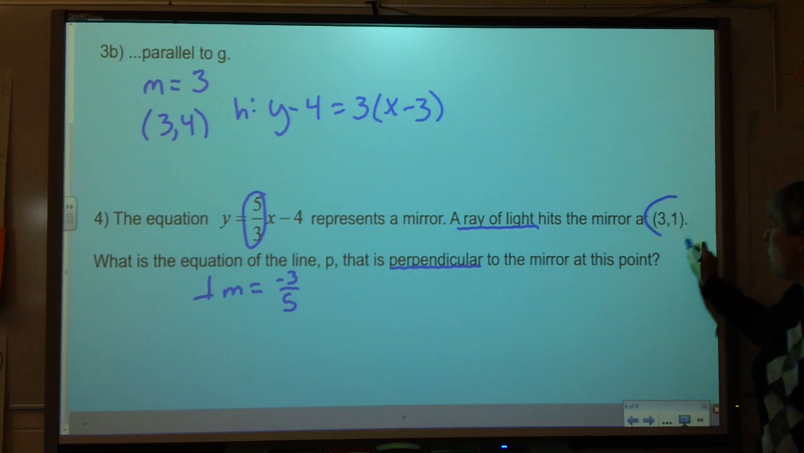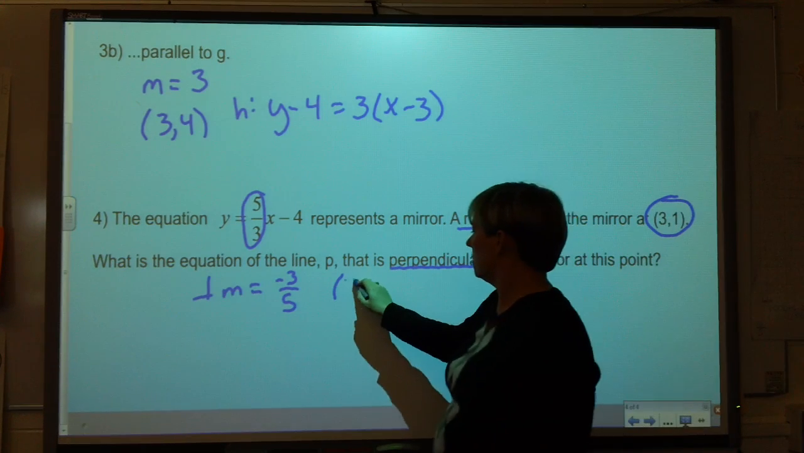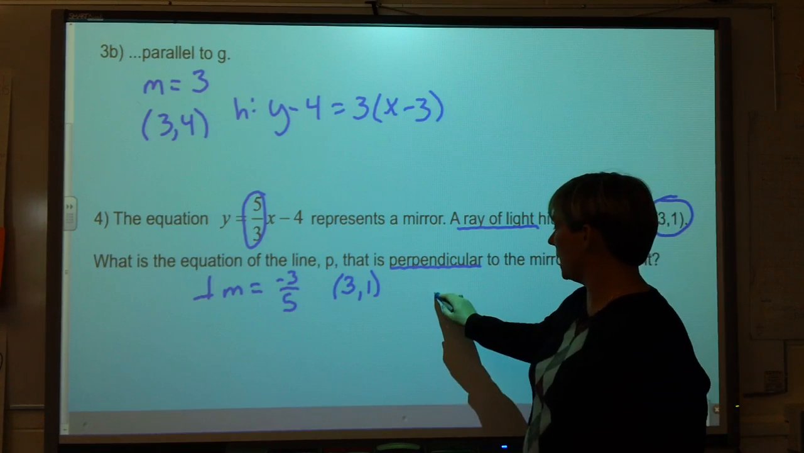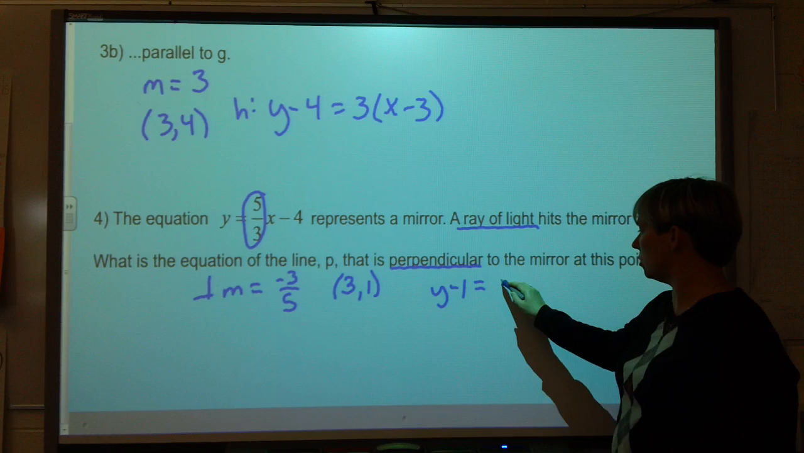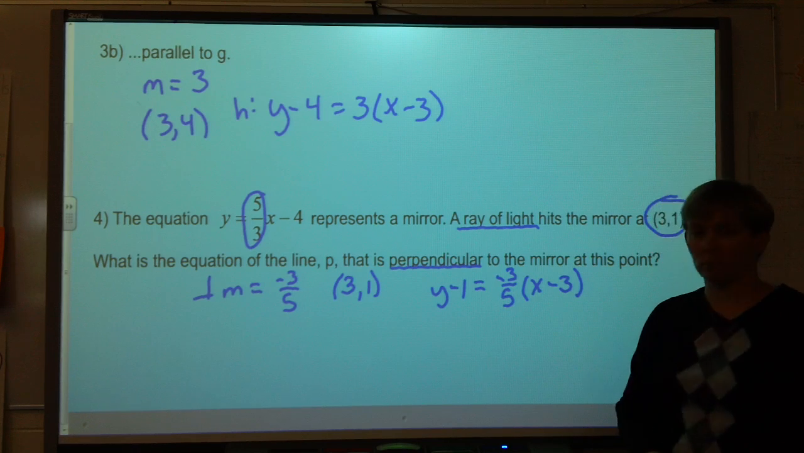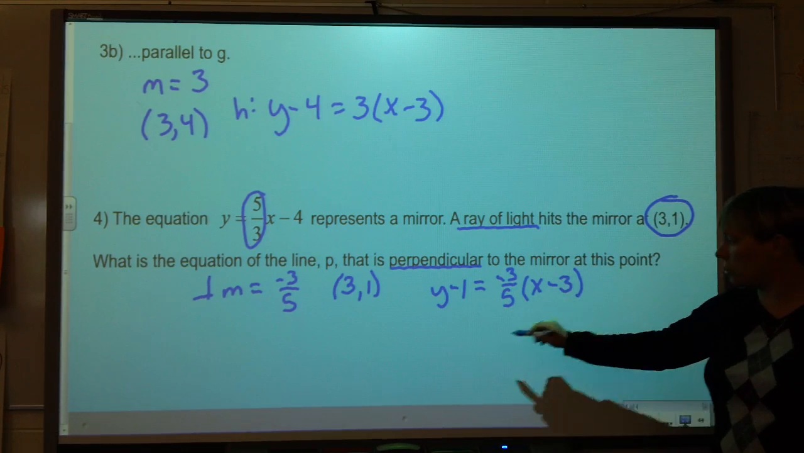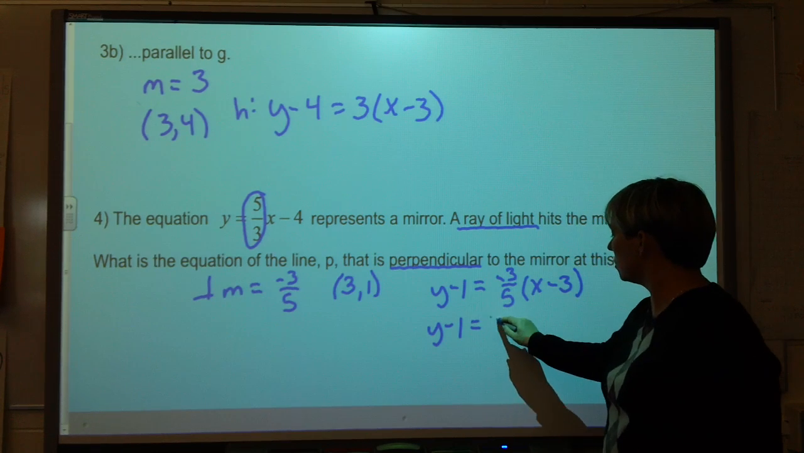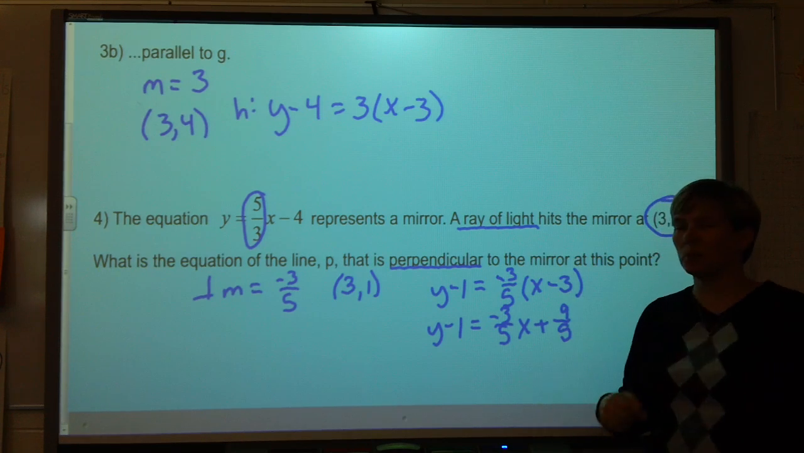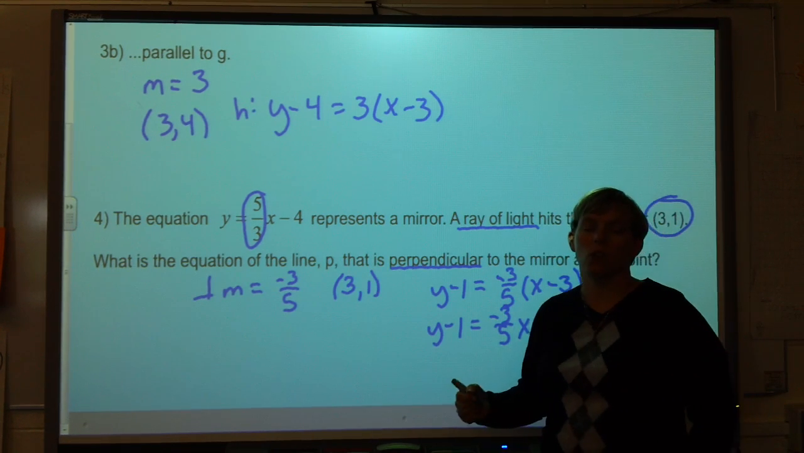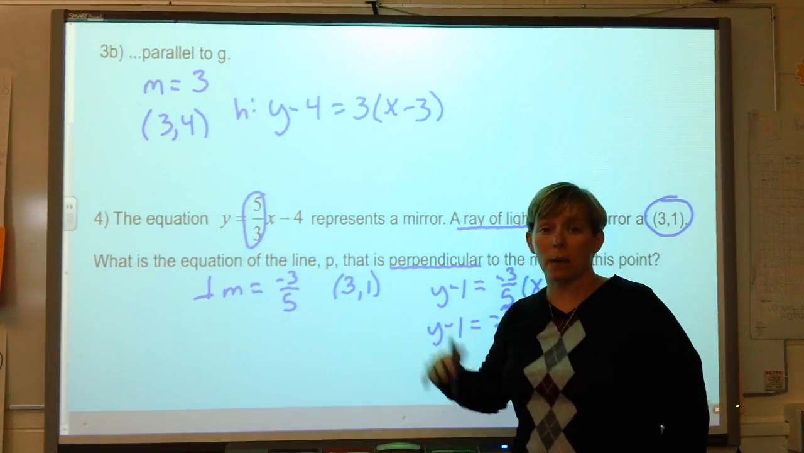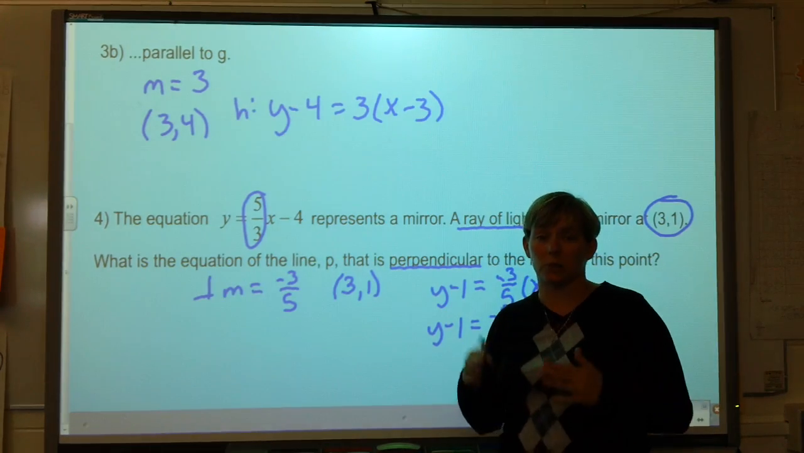And I'm going to go through point 3, 1. So I'm going to plug that into my point slope form again. So I get y minus 1 is equal to -3/5 times x minus 3. Then I'm going to distribute, so I get y minus 1 is equal to -3/5 x plus 9/5. Let's put this one in standard form, just for some good practice. Remember, standard form is when we have ax plus by, so x and y are on one side, and my constant term is on the other side, so ax plus by equals c.